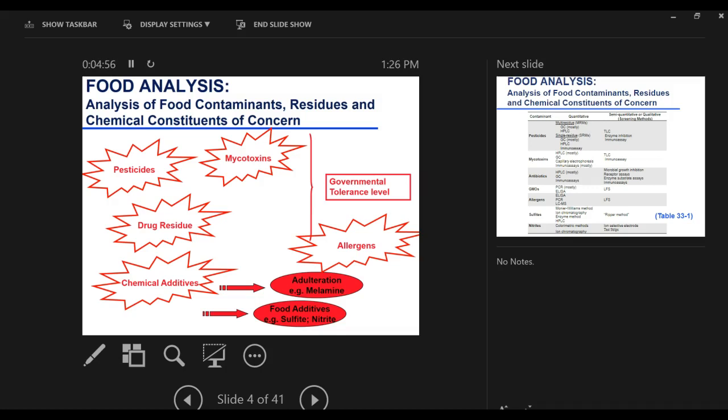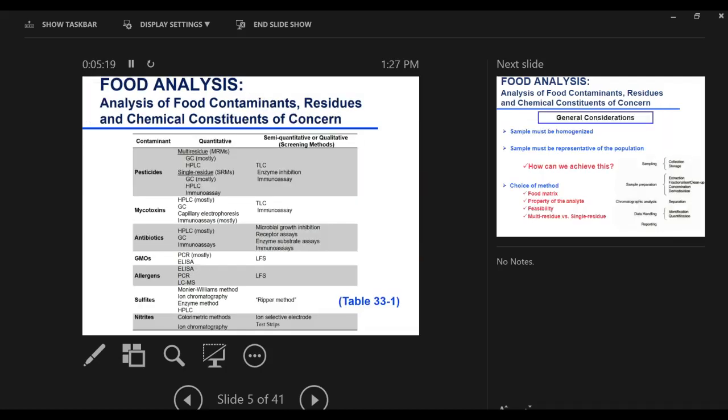So chemical additives, adulteration that is intentional, melamine, food additives like sulfite, nitrite. Nitrite in meat can react with protein, gives you nitrosamines. So many. We're going to talk about so many. All right.